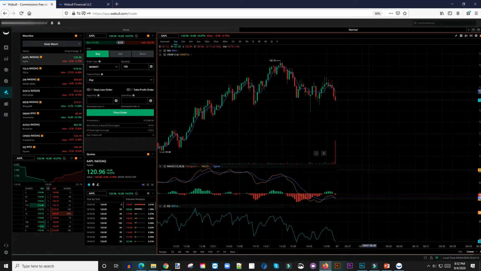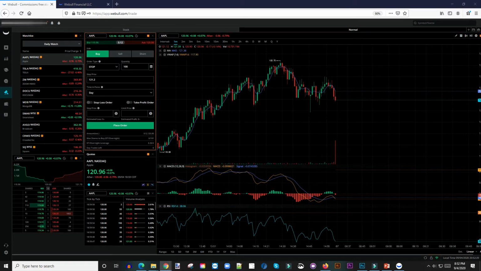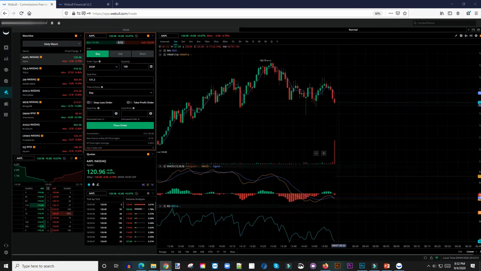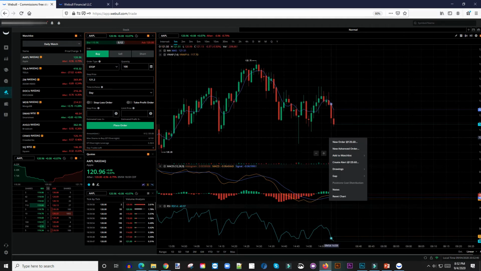The next one on the list here is a stop order. A stop order gives you an opportunity to place an order that gets converted into a market order. Let's say I have Apple here, and I want to place a stop order at, say, 121, or let's say 119. I'll put a stop order here at, let's say, 120.